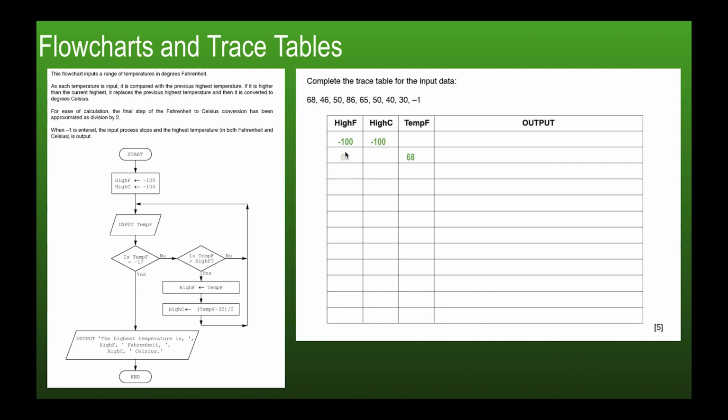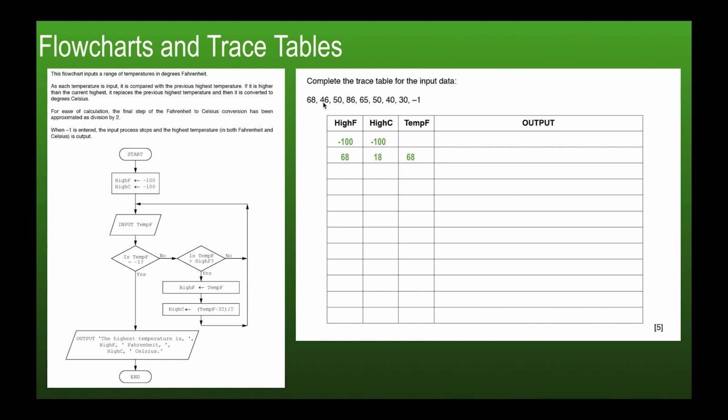So in high F, you're going to put in 68. Then it says high C will then be given the value of temp F minus 32 divided by 2. So 68 minus 32 divided by 2 is 18. And then we loop around again.